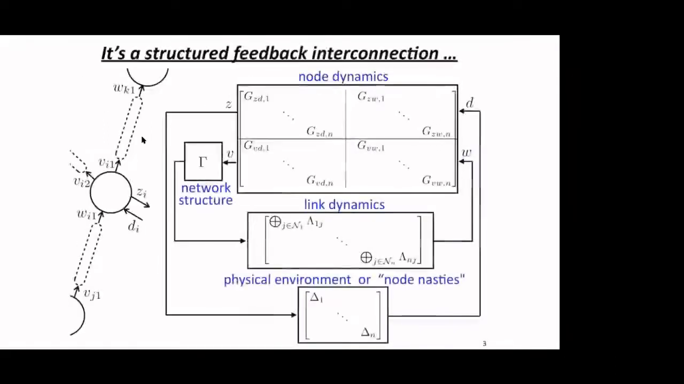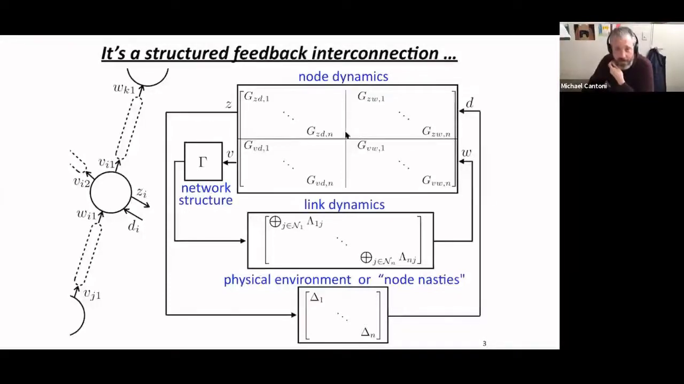Right. So, when you've got a network, you end up with what's effectively a very structured feedback interconnection, where the open loop components have a lot of structure. So here, these are block diagonal, and there'll be some structure in here. And so the question relates to the point that I was making at the end.